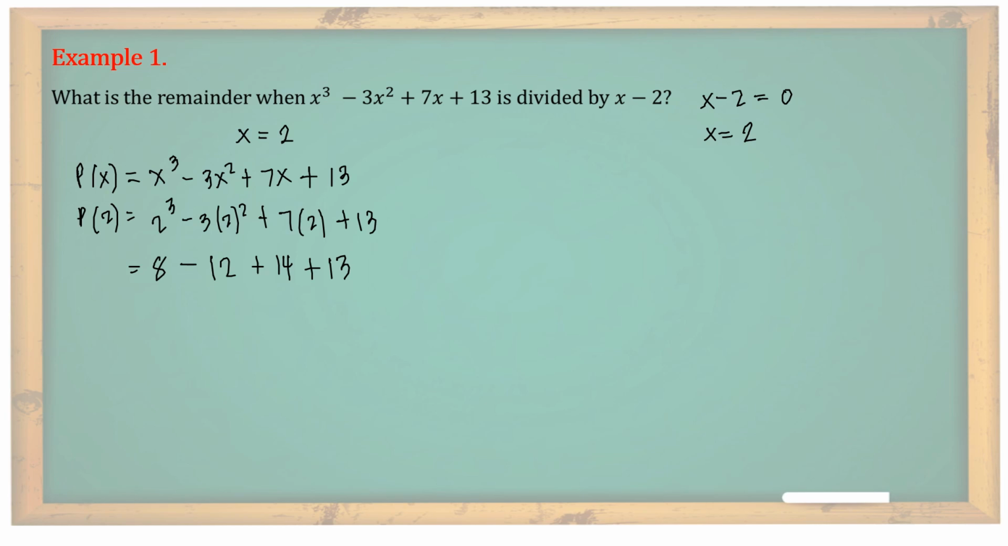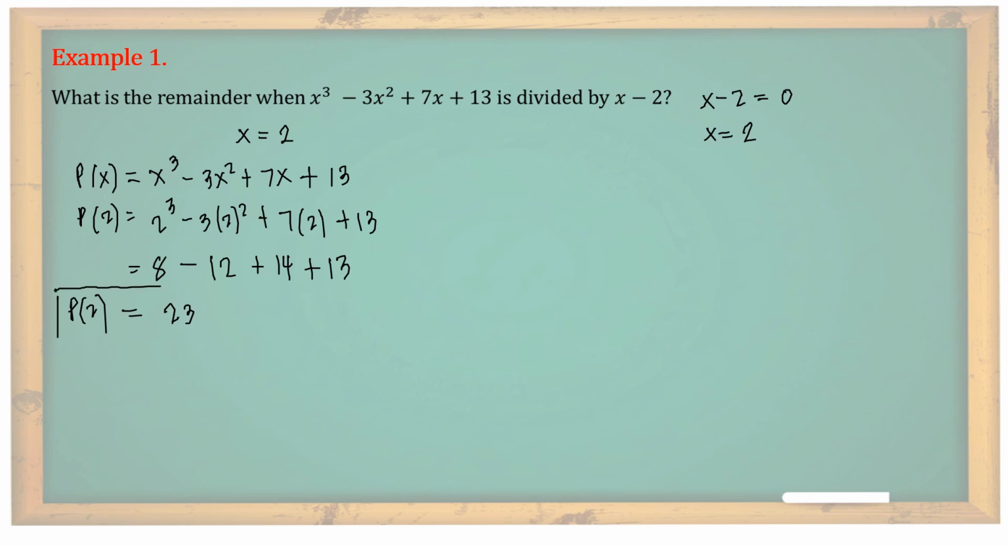Okay, so simplify it further. 8 minus 12 is negative 4, right? Negative 4 plus 14 is 10. 10 plus 13 is 23. Ayan. Again, 8 minus 12 is negative 4. Then negative 4 plus 14 is 10. 10 plus 13 is 23.